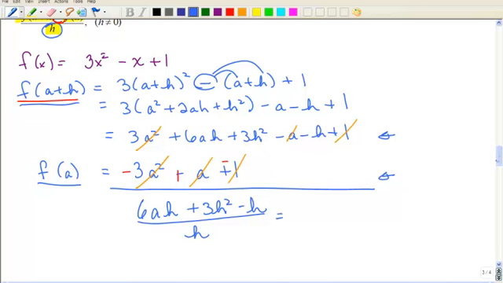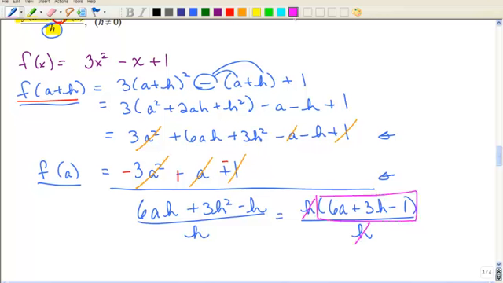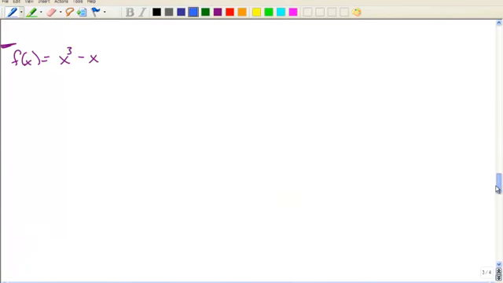Let's see if we can. We can factor out a common h in the numerator. And now we can see that both the numerator and the denominator have an h in common. And so this is my final answer. Take your time. So let's do one more.